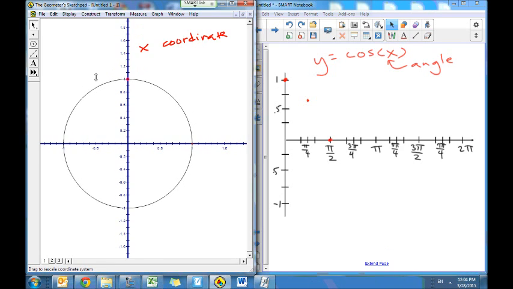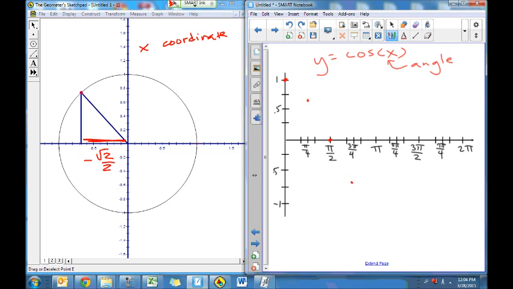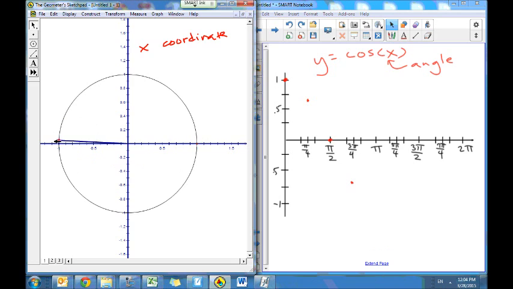Okay, keep going. The x-coordinate here now is negative. It's negative root 2 over 2. So I'm actually below the x-axis on this graph at negative, about right there. And then if I come over here to pi, then my x-coordinate is negative 1. So at pi, I'm at negative 1.